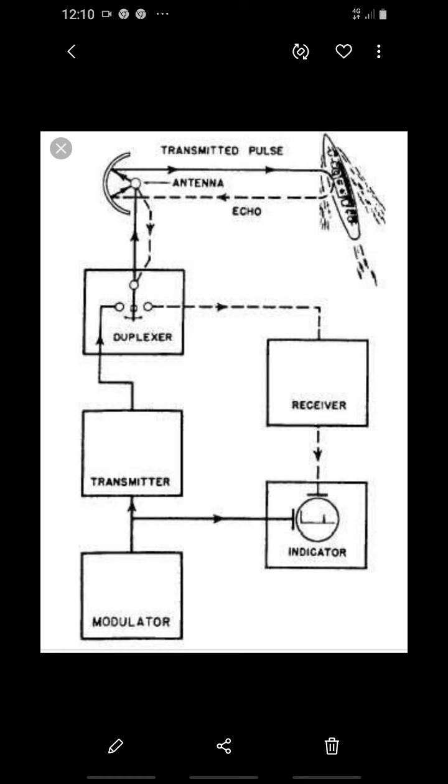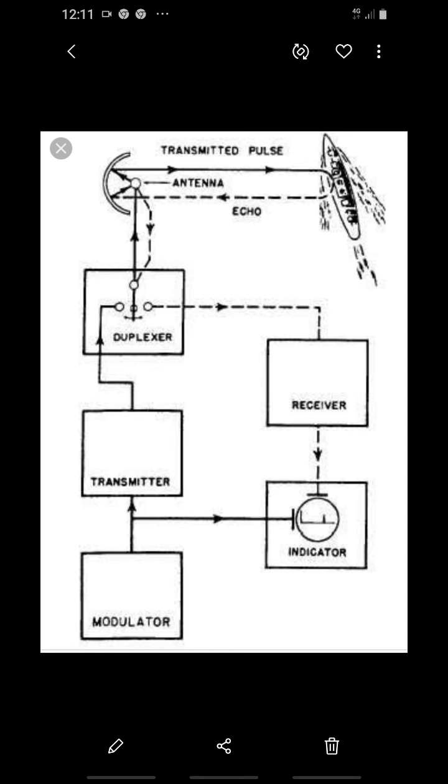Antenna. The electromagnetic signal generated by the transmitter is radiated into space by using an antenna. These EM waves go towards the target and are reflected back towards the radar antenna. These reflected signals are called echo signals. The same antenna can be used for transmitting and receiving purposes.